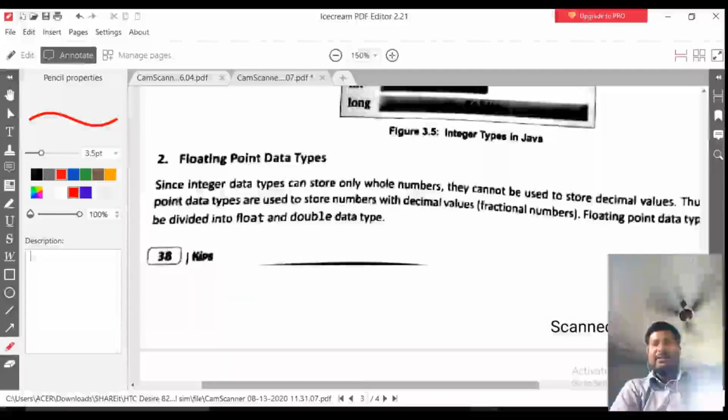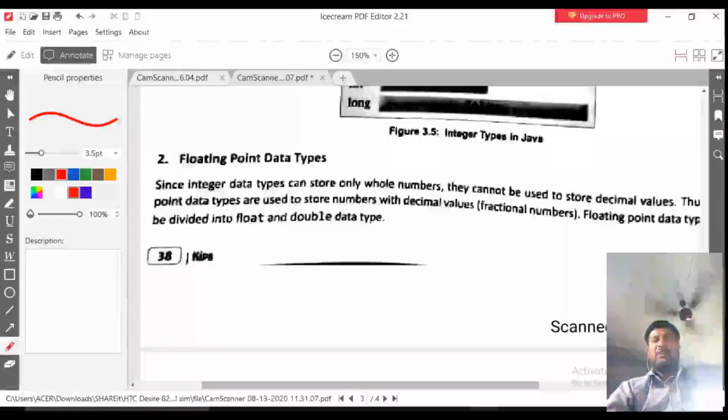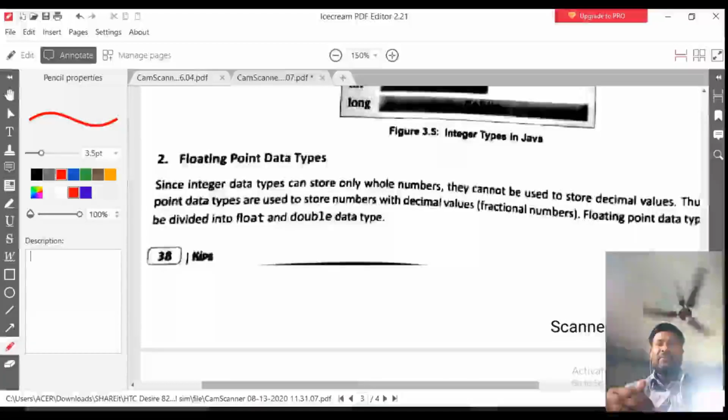If I decided it is double, then it gives 33.3. After the decimal there will be 14 times 3. Okay students, so this is the meaning of precision. You can think of double as more accurate because it has more digits after the decimal. So if a number has more and more digits after the decimal, then that number will be more accurate.